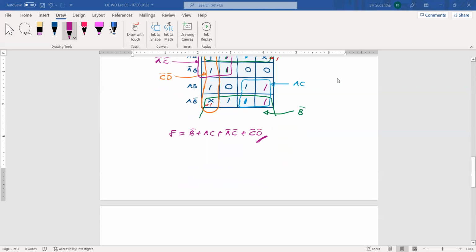Is it okay? Any question regarding this Karnaugh map? We are going to finish this one. We have to start a new section.